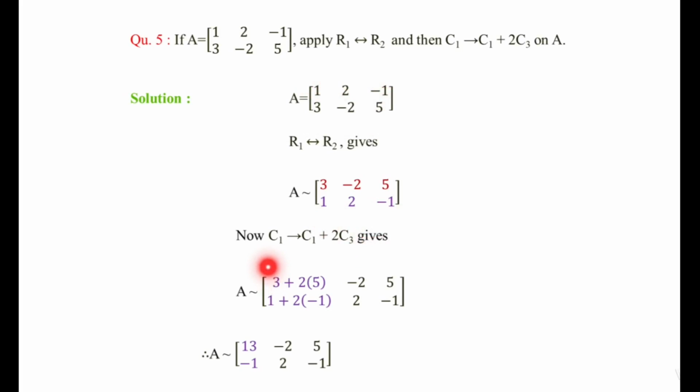Then we have to apply C1 changes to C1 plus 2 times C3. That means we have to add the element of the first column to the element of the third column after multiplying by 2. So when we multiply 2 by 5, we get 10, and 10 plus 3 we get 13. So we write 3 plus 2 into 5, 1 plus 2 into -1. So after changing, A changes to 13, -2, 5, -1, 2, -1.